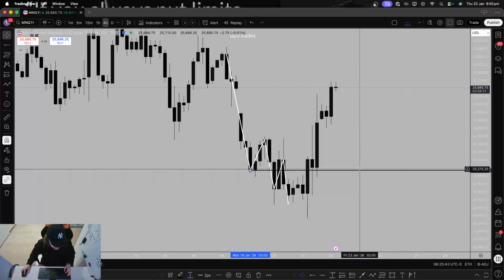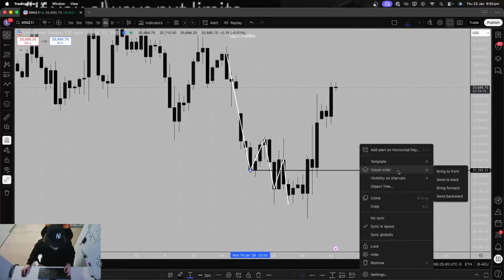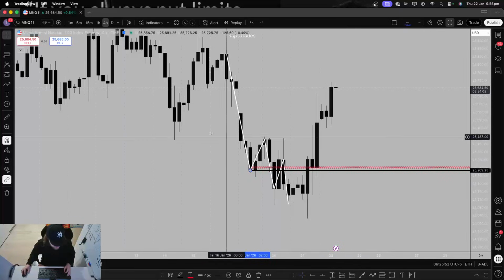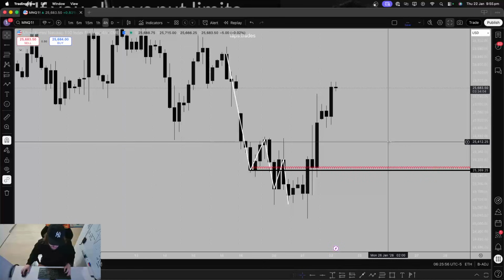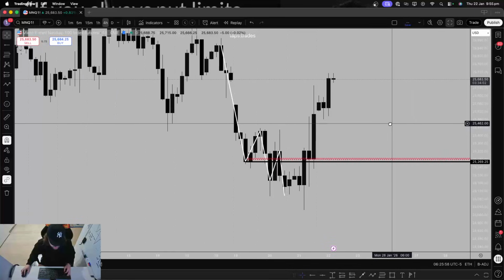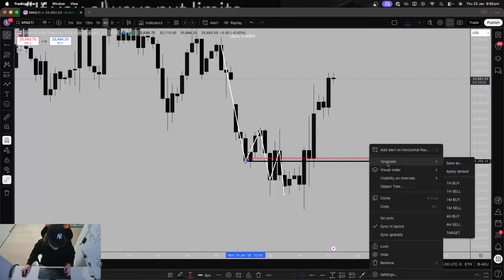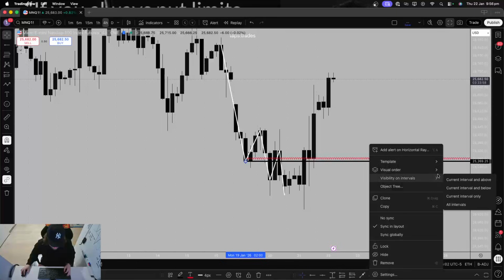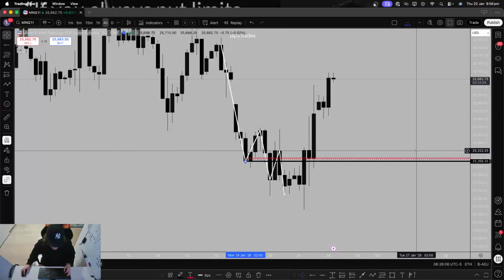I draw my level of interest right here, and I have a pre-marking for 4-hour sell, because we're marking this out on the 4-hour time frame. This is the time frame that I always start in, and then I usually scale down from here just to see what the 1 hour looks like. And yeah, we go from there.